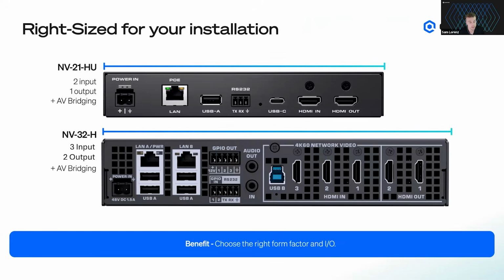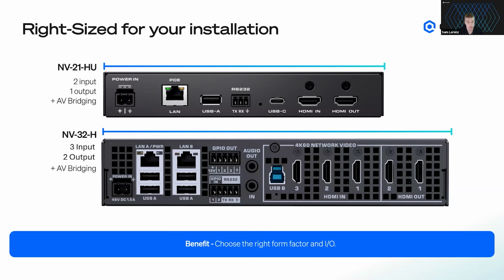So here's a little comparison as far as size between the 21 and the 32. The NV21 is really good for behind displays. If you don't have a ton of space behind your displays, it's really good for under tables. Both of these do come with ears to be able to screw them to tables.